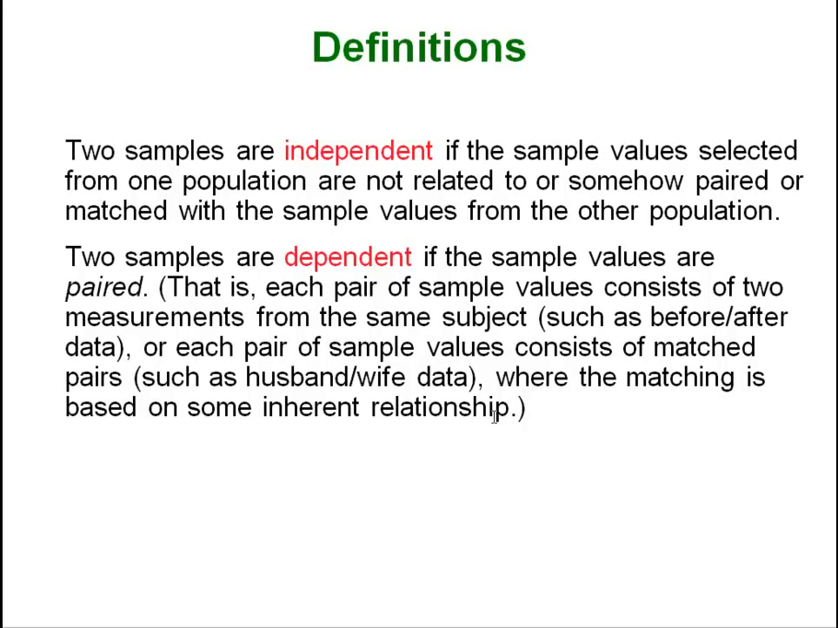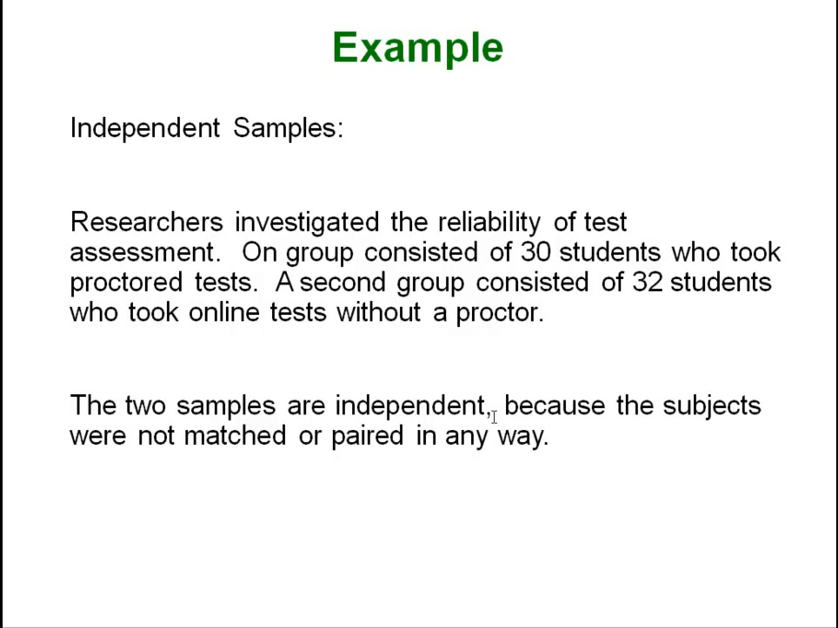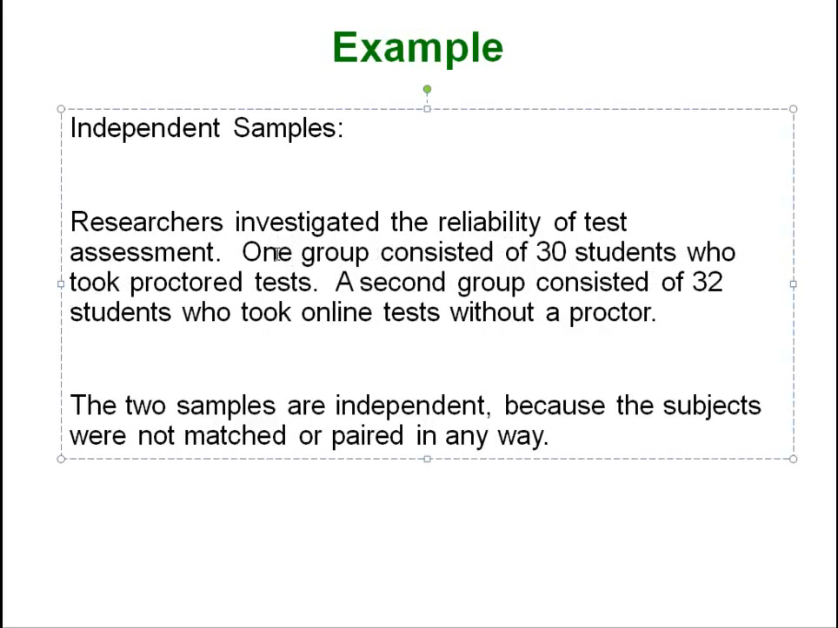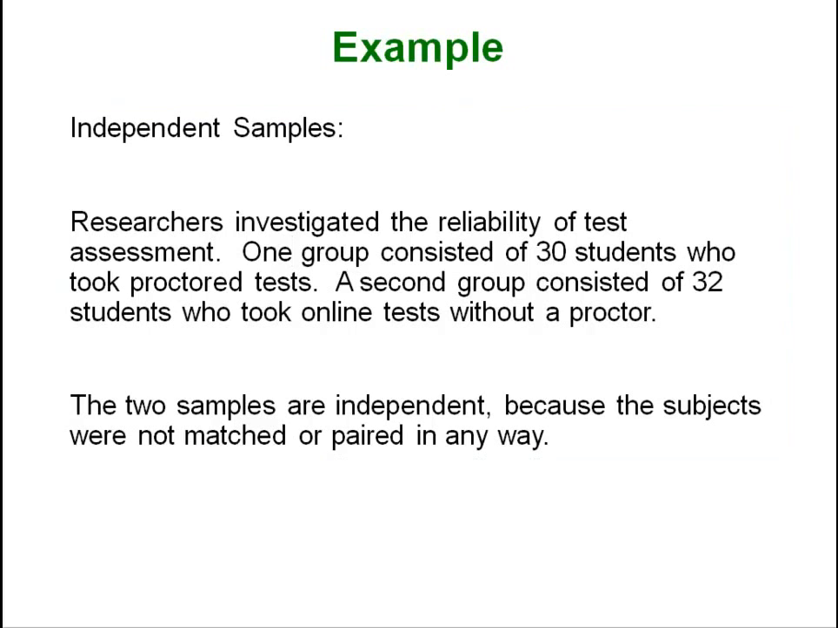We're going to look at independent stuff here. So a good example: researchers investigated the reliability of a test assessment. One group consisted of 30 students who took proctored tests, and a second group consisted of 32 students who took online tests without a proctor. Now we know these two samples are independent because the subjects aren't matched up or paired up in any way. It's a different set of students in one group and a different set of students in the other group, so we weren't measuring the same students twice. And they're not matched up because there's no logical matching between them. It's not like group A were all the siblings of group B or something like that.